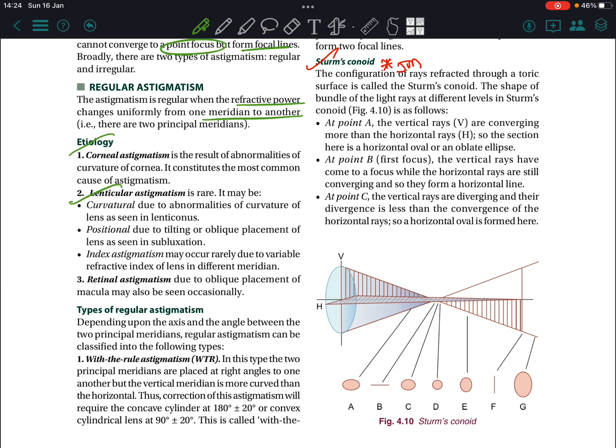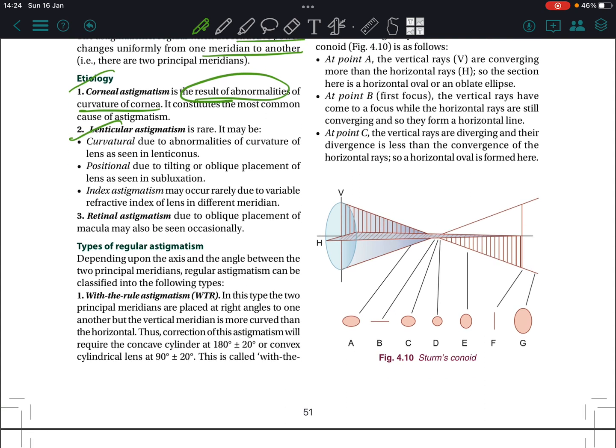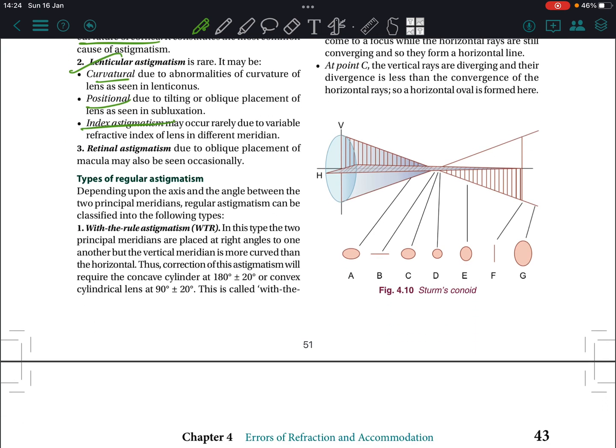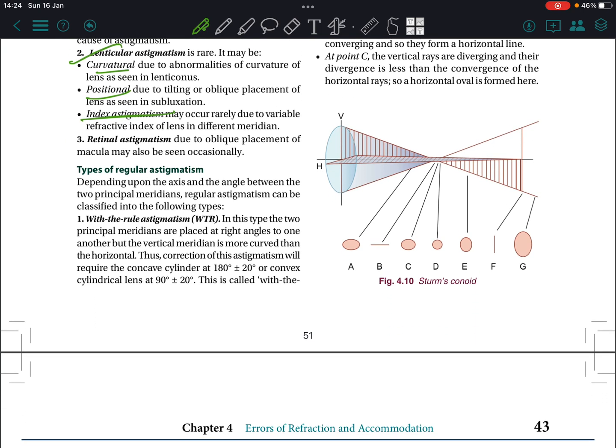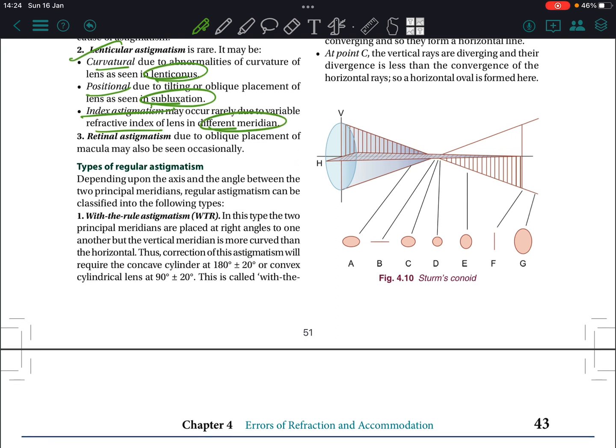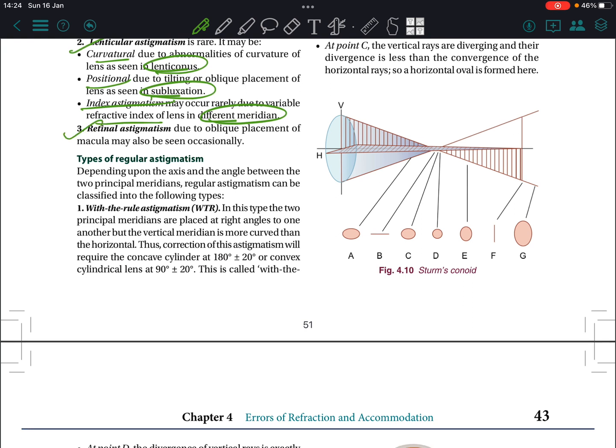Etiology: corneal astigmatism, lenticular astigmatism. Corneal astigmatism is the result of abnormality of curvature of the cornea. Lenticular astigmatism is rare. It may be curvature, positional or index astigmatism. Curvature can be seen as lenticonus, positional seen as subluxation, and index seen as different refractive index of the lens in different meridians. Retinal astigmatism due to oblique placement of the macula may also be seen occasionally.